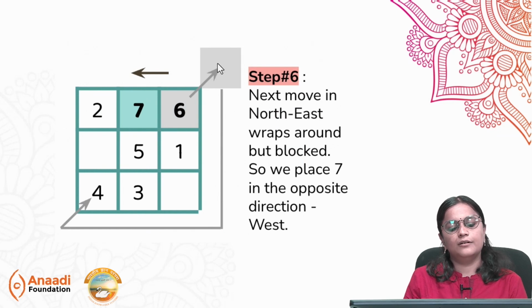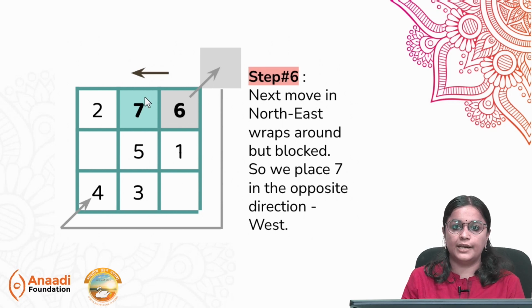From 6, we go to northeast and it wraps around, but unfortunately here again we have 4, so our move is blocked. What will we do if our move is blocked? We will move in the opposite direction, which is west. So we will place our 7 towards the west of the digit 6.